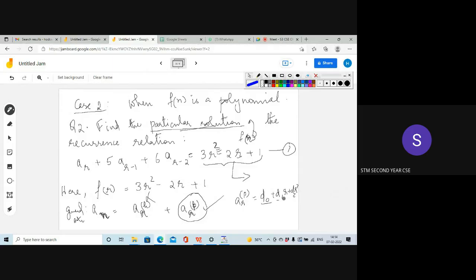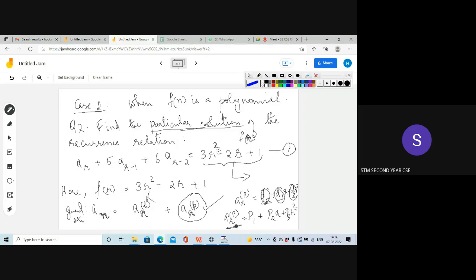So instead of d1, d2, d3, I can also use p1, p2, and so on. Since it is the particular solution, I am going to use p1, p2, p3: p1 plus p2 r plus p3 r square. You can choose any name for the variables. Earlier examples we did with d0, d1; now I am going to use p1, p2, p3. Both are the same, only the name is different, but the form should be the same, that is, of degree 2: a constant p1 plus a constant p2 into r plus another constant p3 into r square. That is our particular solution.